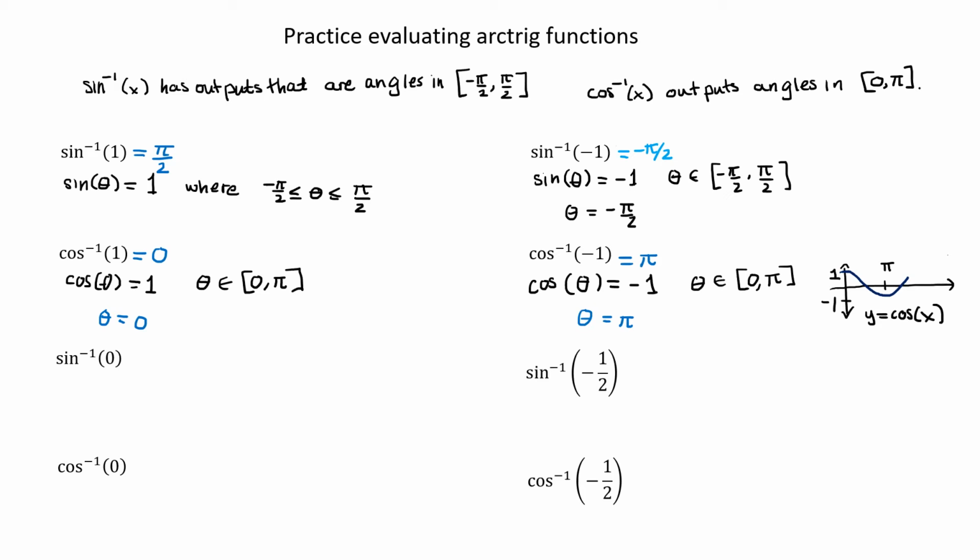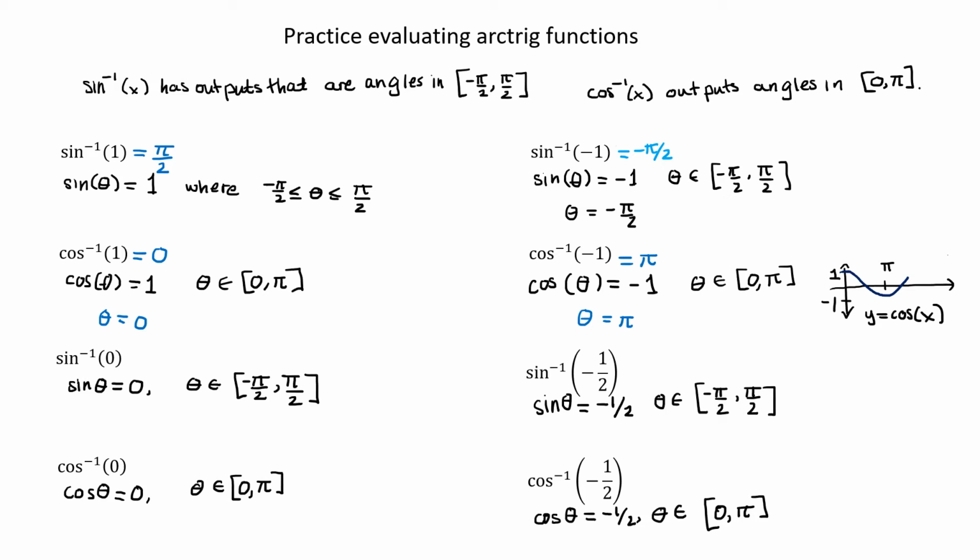Okay, sine inverse of 0, take a moment, try this out. I'd like you to try these next 4, and then we'll go over them. Okay, the inverse sine of 0, we want to know the angle theta, where sine of theta is equal to 0. This happens when theta equals 0.